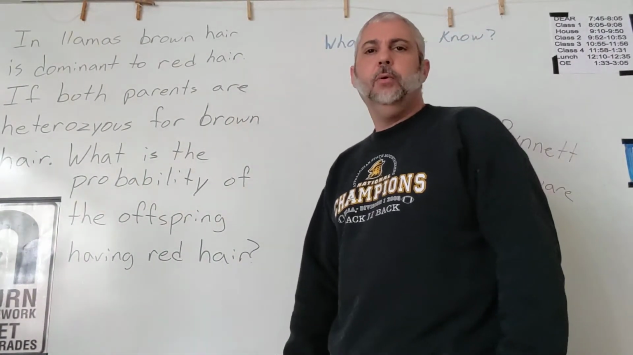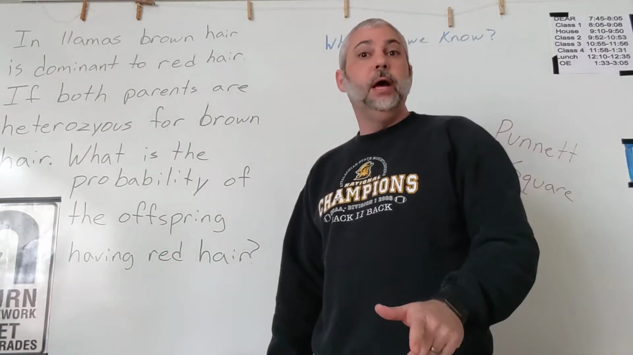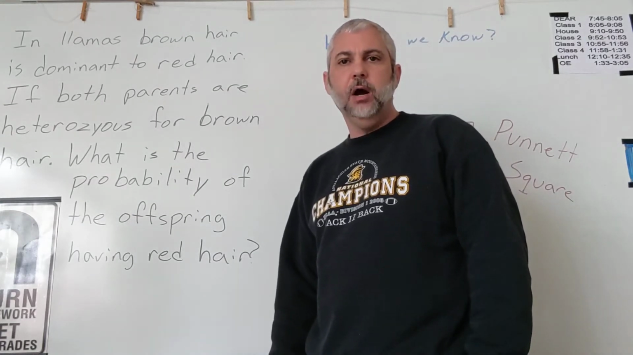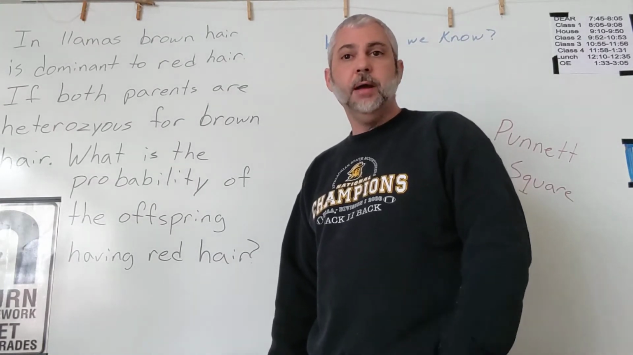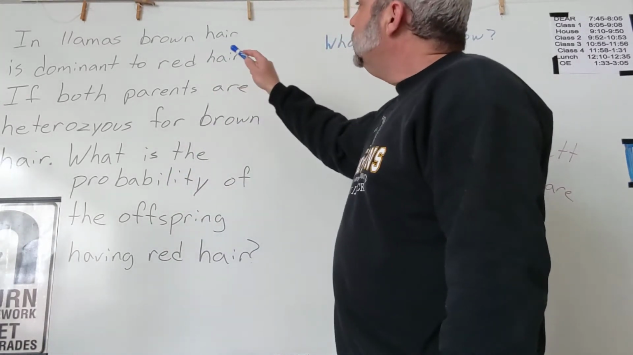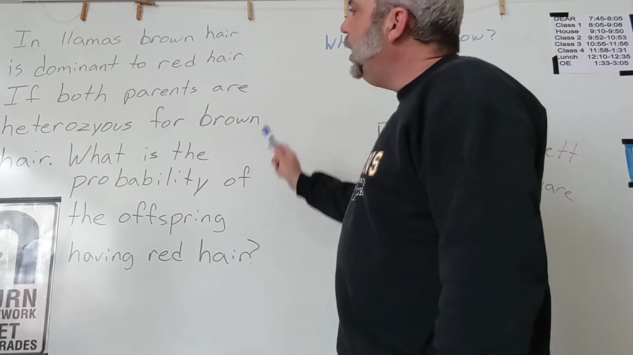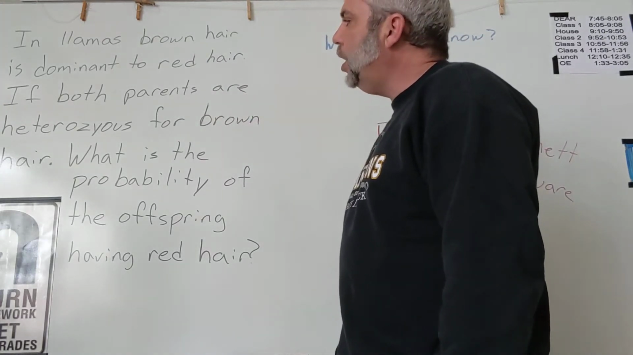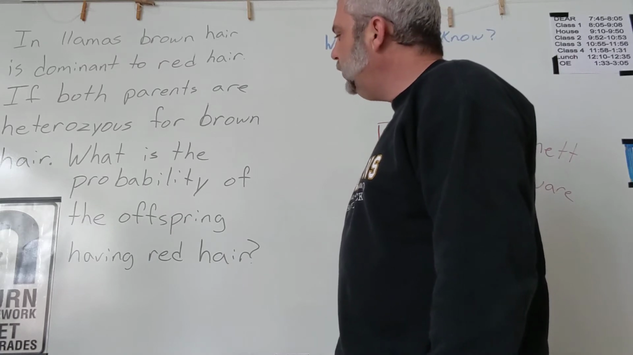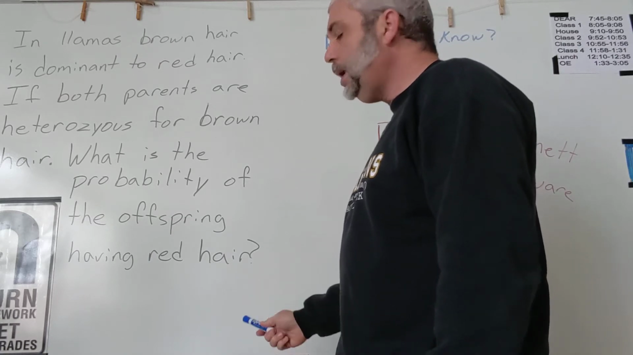Hey guys, I want to take a quick moment to review heredity and how to use a Punnett Square to decide the probability of what the offspring might be. Let's look at this question here. In llamas, brown hair is dominant to red hair. If both parents are heterozygous for brown hair, what is the probability of the offspring having red hair?